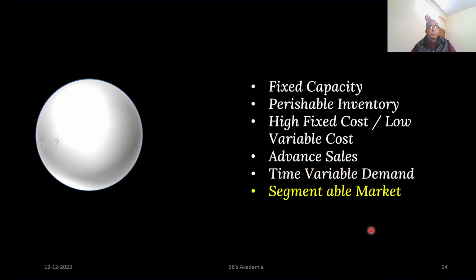Segmentable market. There are different segments of the market. Maybe a student group visiting, maybe official people visiting, maybe tourists visiting. So different segments are there, and that also will be a point of concern for you. So all these factors are there. That's why revenue management should be applied in our hotel industry.